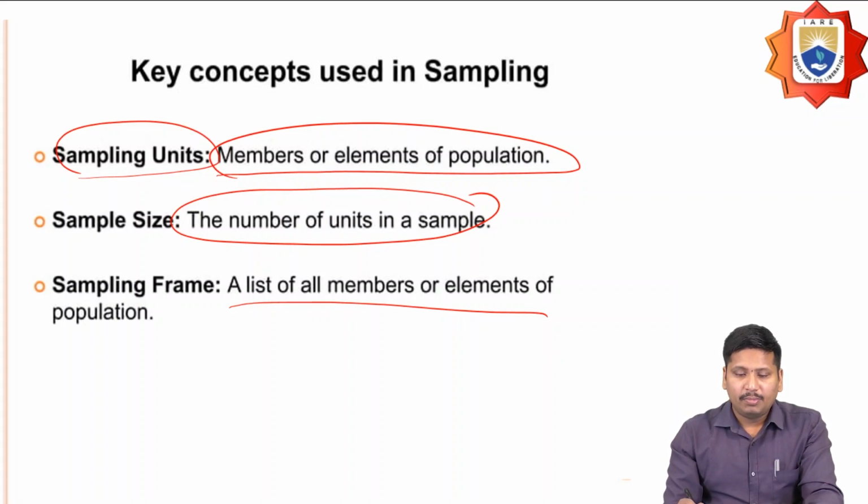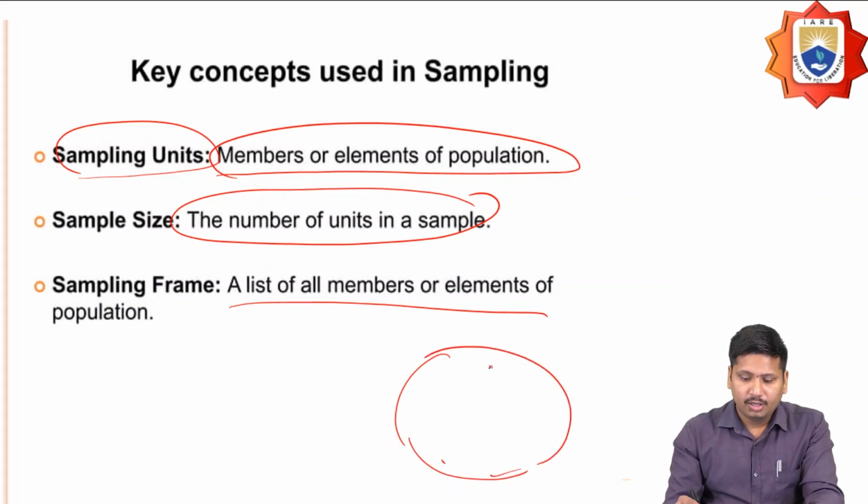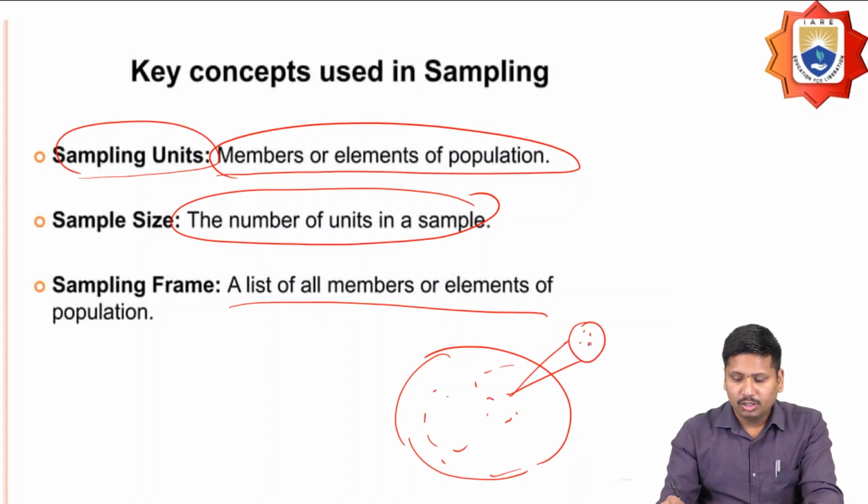Normally, if I consider one sample from a population, the number of units in that sample is treated as the sample size. And sampling units are the elements of the population.